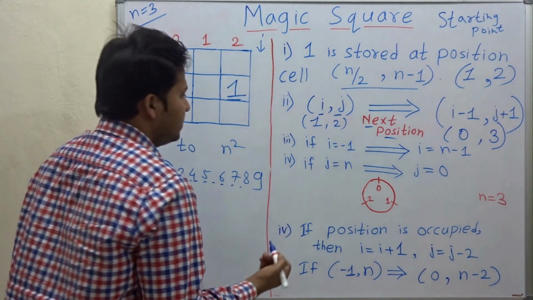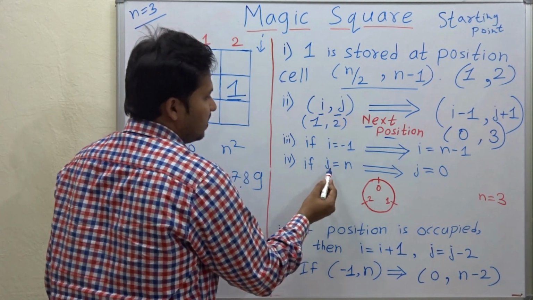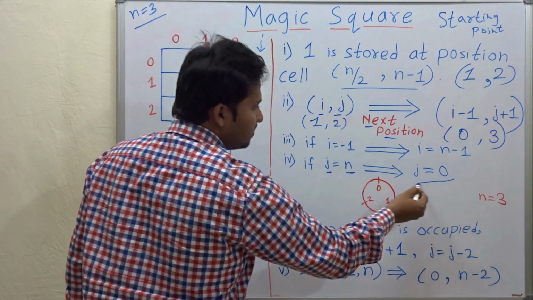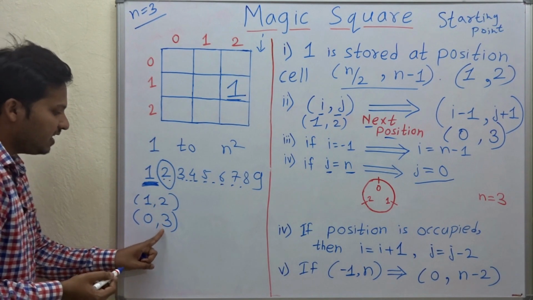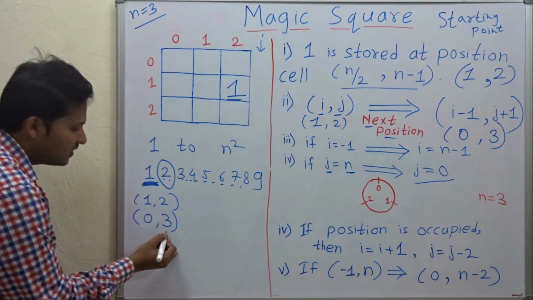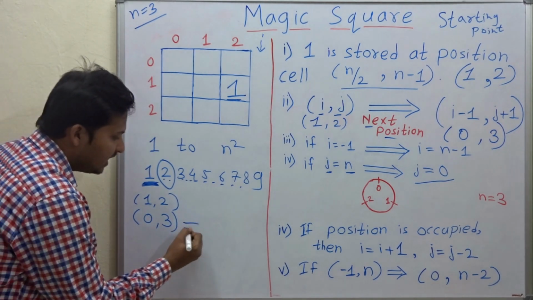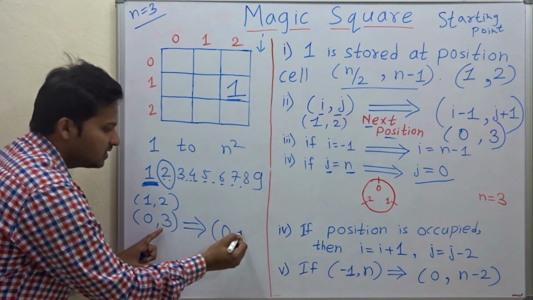Okay, so let's see. So that is the fourth rule for j. See, if j is equal to n, then j becomes 0. Okay, that means here j is equal to n because n is 3. So that becomes 0 comma, this 3 becomes 0.